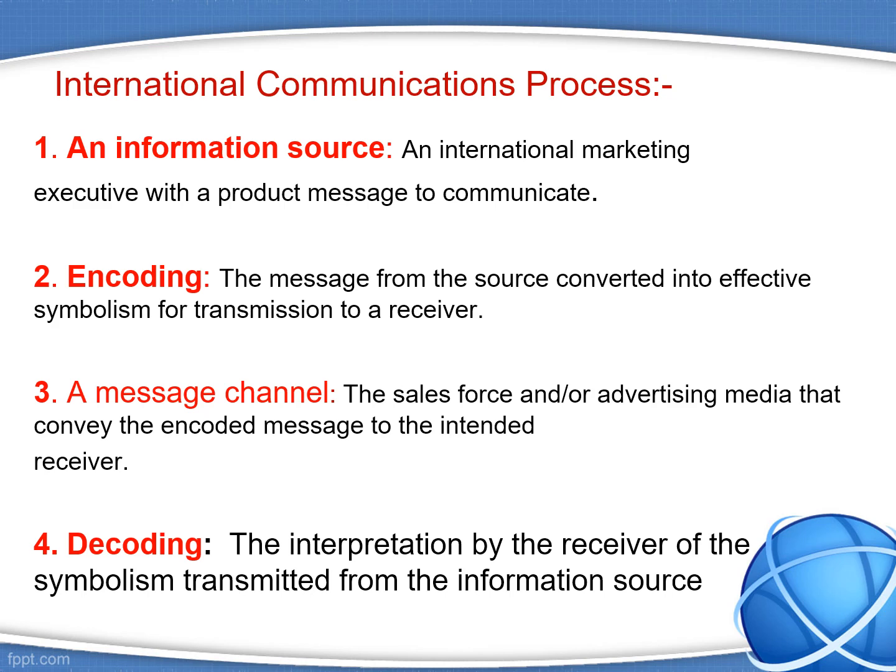Step number 1, an information source: an international marketing executive with a product message to communicate. The second step is encoding: the message from the source is converted into effective symbolism for transmission to a receiver. The third step, a message channel. This includes the sales force and/or advertising media that convey the encoded messages to the intended receiver.